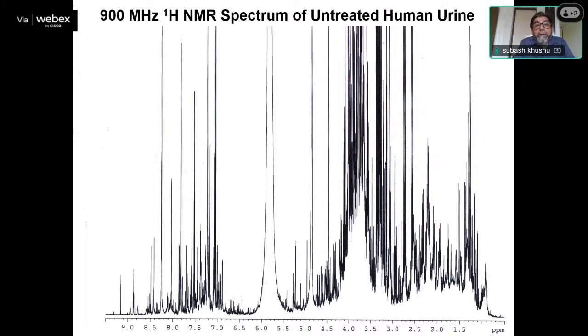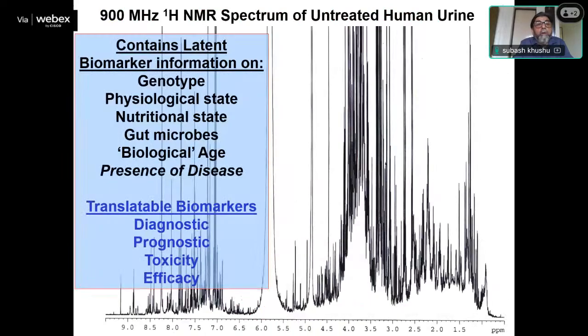So this is an untreated human urine spectra taken at a 900 megahertz NMR spectrometer. You can see the number of chemicals you are seeing as peaks, and this spectra contains a lot of information about the genotype, the physiological state of the person, the nutritional state of the person, then the gut microbes, biological age and presence of disease.